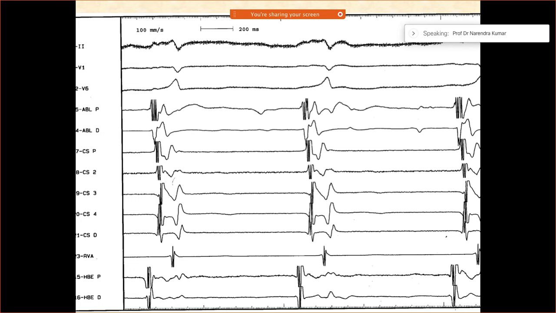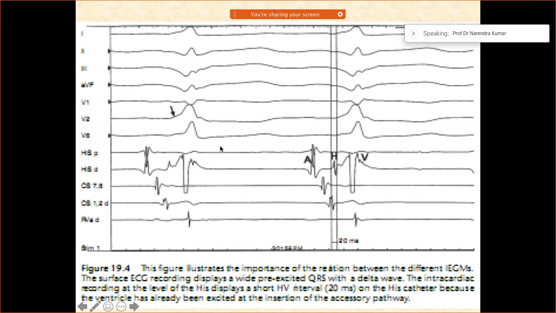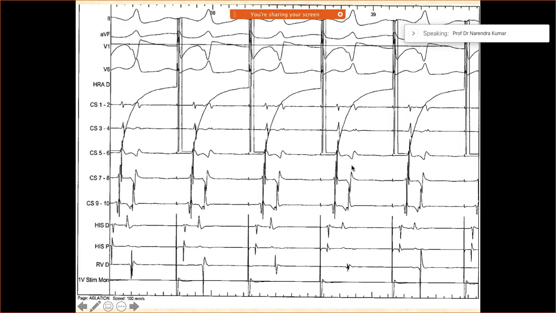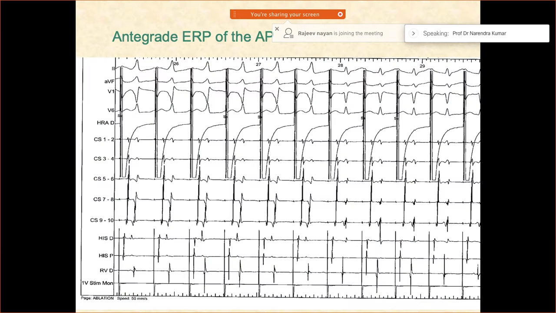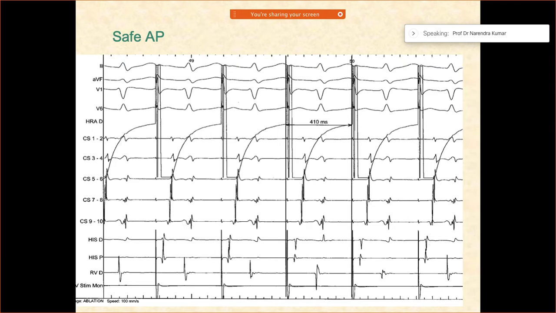Okay. So this is the sinus rhythm which is happening over here. And if you look carefully, this is the delta wave. So you can start noticing AH and HV. The HV interval is the one which is less than 35 milliseconds. Then you start pacing. So what is going to happen is that at incremental pacing, the pre-excitation tends to increase. So over here till here, and then the pre-excitation is lost. So this is the anterograde ERP of the accessory pathway.